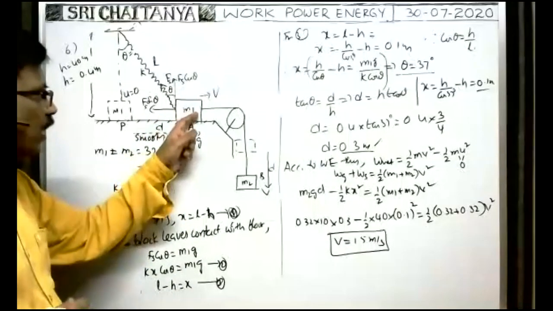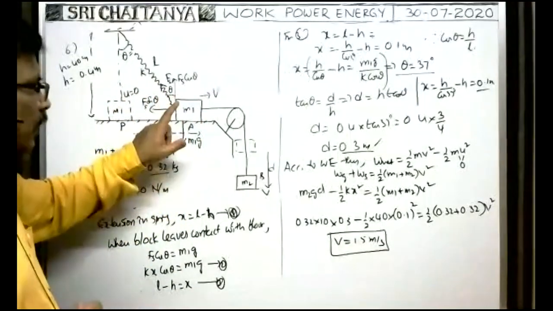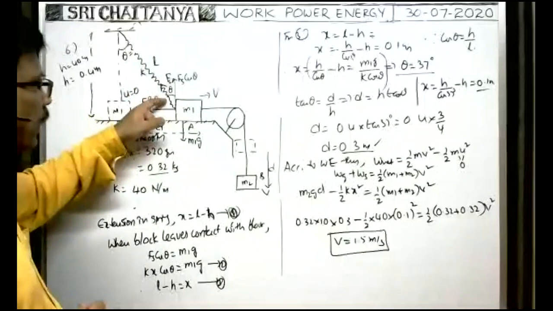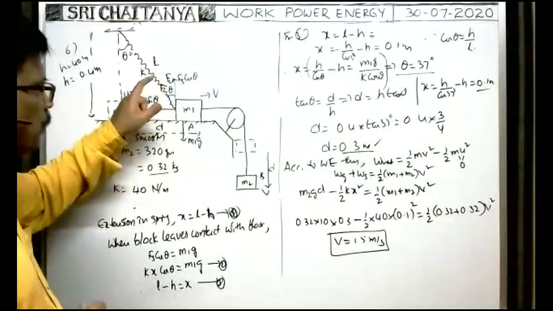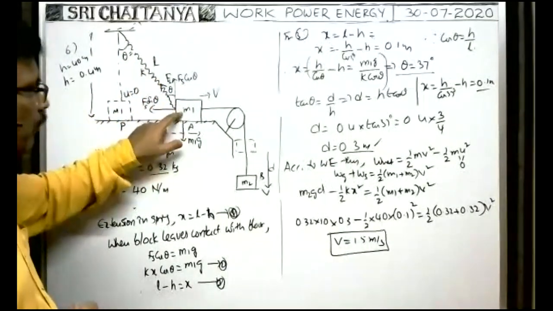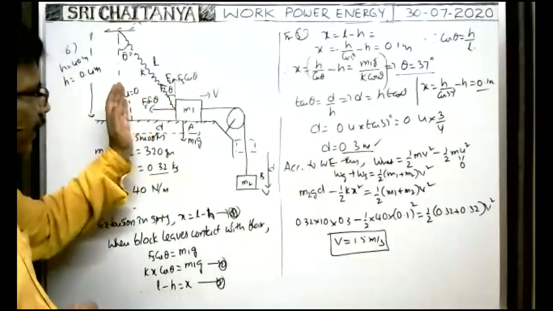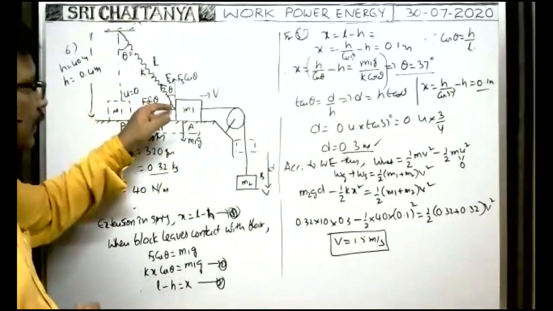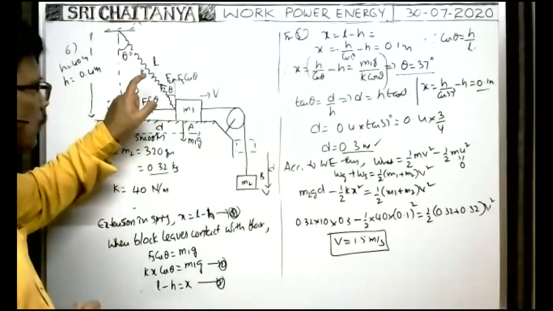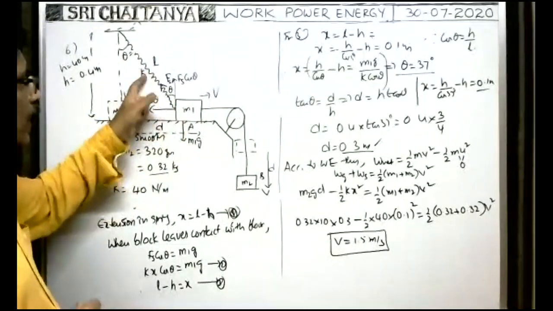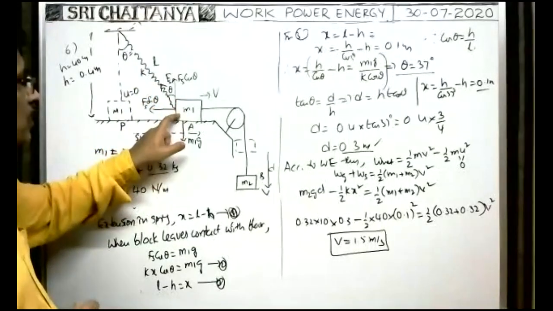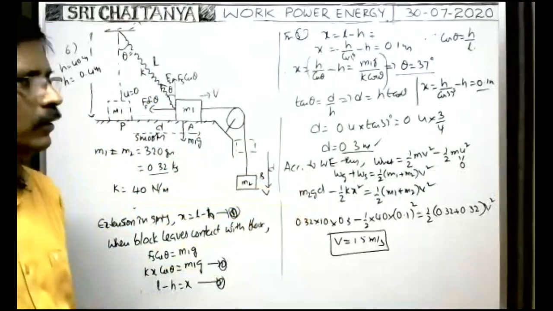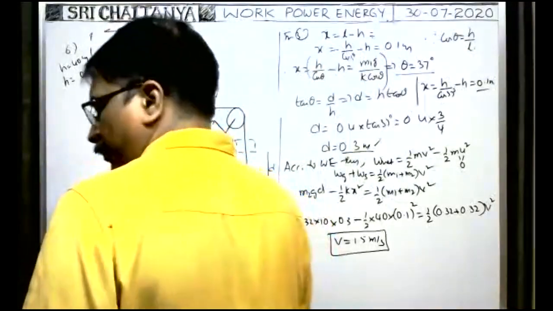When the block moves this way and the spring extends, this block does some work on the spring. At the same time, the spring exerts the opposite work on the block against its motion. That's why the work done by the block on the spring in extending is the same as the work done by the spring on the block. So the work done by the spring on the block against its motion is equal to half kx square. Okay, so finally we got this one. Next problem.